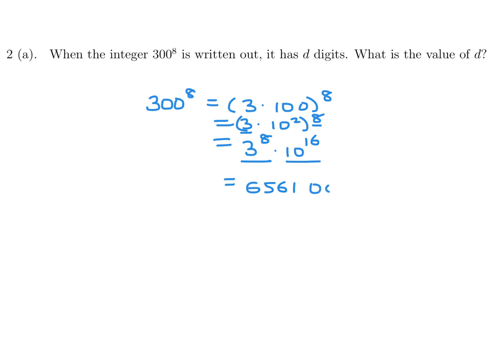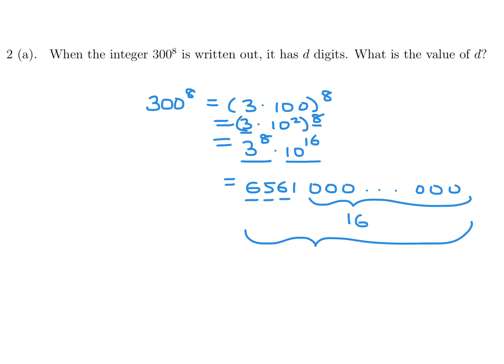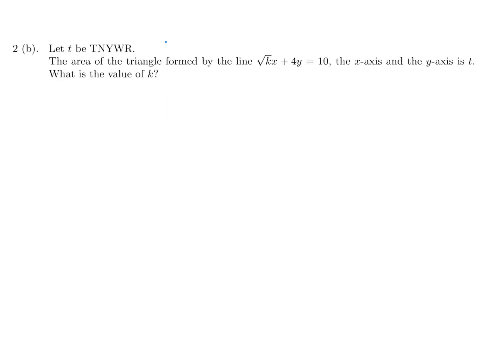And this is just going to be a whole bunch of zeros. And I believe it'll be 16 zeros. 10 to the power of 16. So that means the entire number is 1, 2, 3, 4 plus those 16 digits. So the entire number is 20 digits. So d is 20.